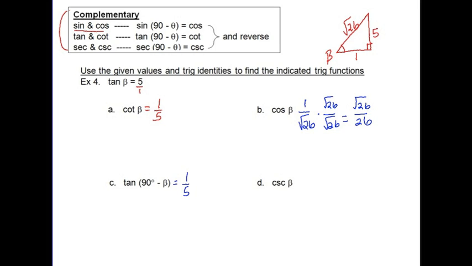And going down to cosecant of beta. Cosecant is the reciprocal to, which one is it? It would be sine. The reciprocal of sine would be hypotenuse over opposite, because sine is opposite over hypotenuse, so the reciprocal would be hypotenuse over opposite. So if I just basically look at the triangle up here, hypotenuse, square root of 26, opposite is 5. And there's your answer.